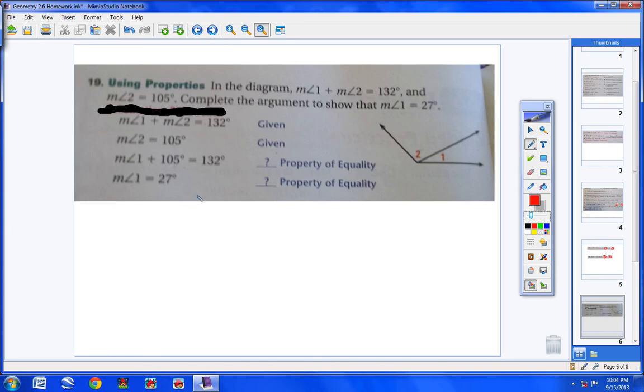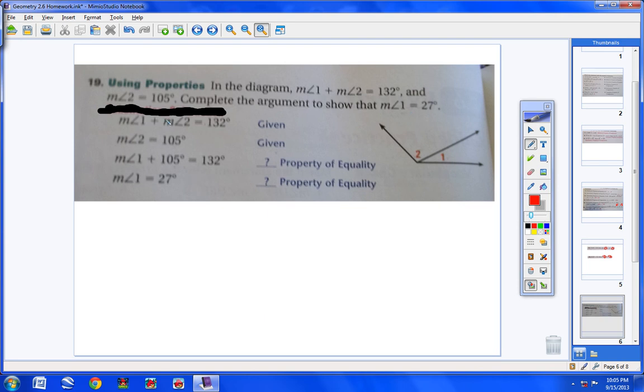Okay, moving on to number 19. You might have to look in your book. It's a little blurry there. In the diagram, the measure of angles 1 and 2 equals 132 degrees, and the measure of angle 2 equals 105. Complete the argument to show that the measure of angle 1 equals 27.